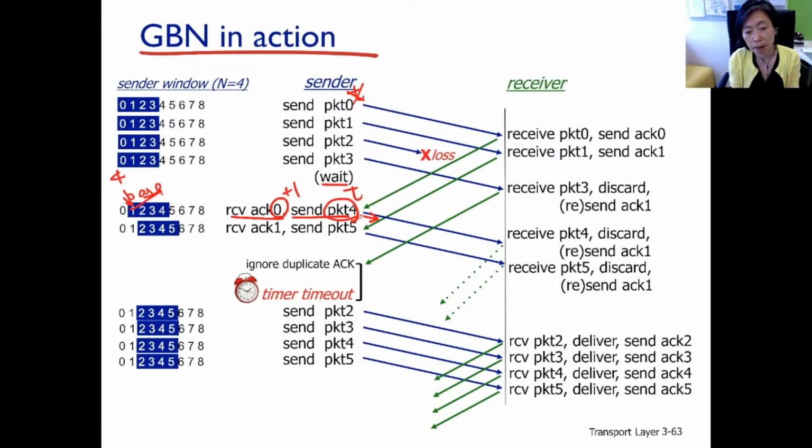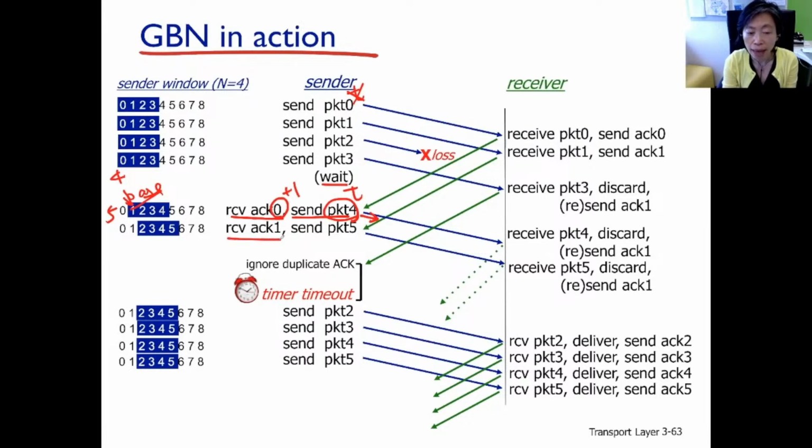Is the base equal to the next seq num? No, so we do not start a timer here. Base is 1, so there's already a timer running. Next seq num, 4, is not equal to 1, so we do not start a timer for generating packet 4. The timer is still associated with base 1. Then we increment the sequence number by 1, so 5 here.